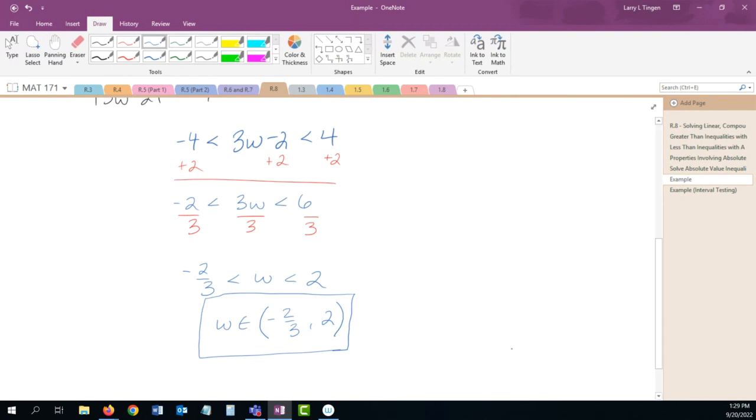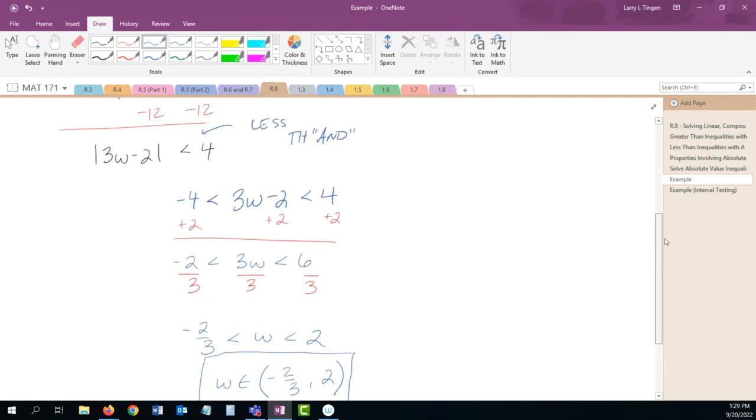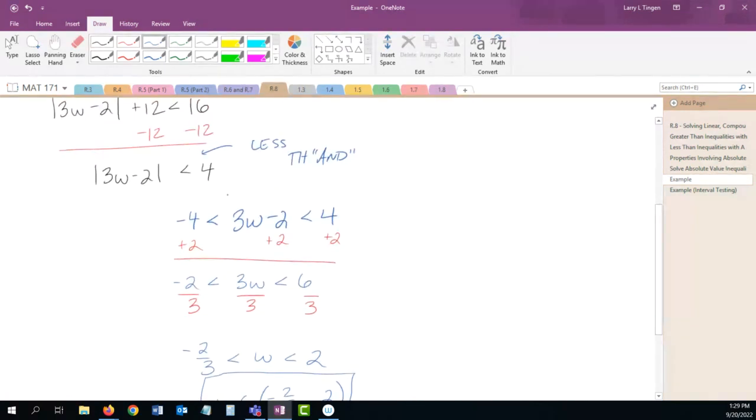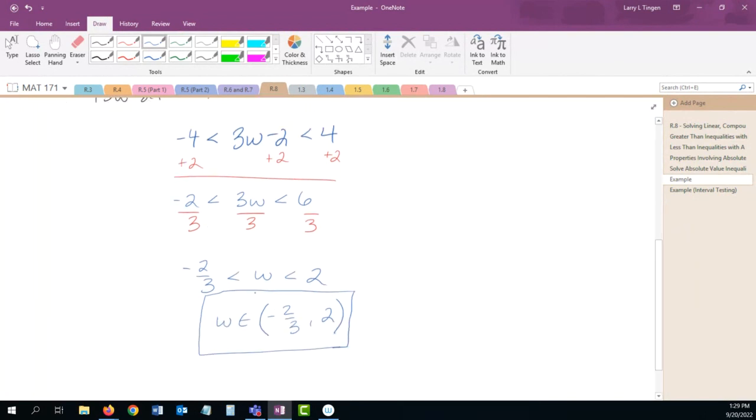Yeah, just don't let that bother you. As long as you can get our answer, figure out our absolute value, get it to the less than situation or the greater situation. And remember, the parentheses indicate the endpoints are not included in the solution set. So that means negative 2/3 is not allowed and 2 is not allowed, but everything between those two is allowed.